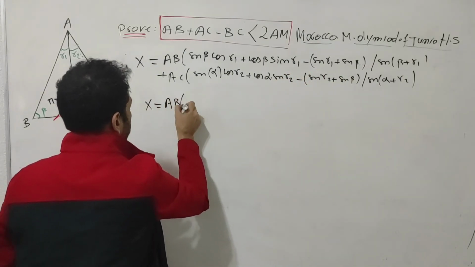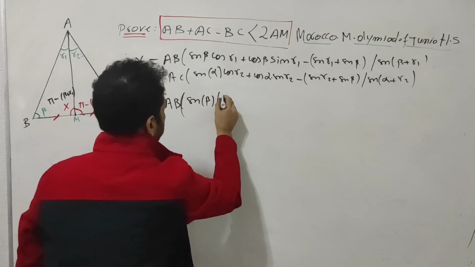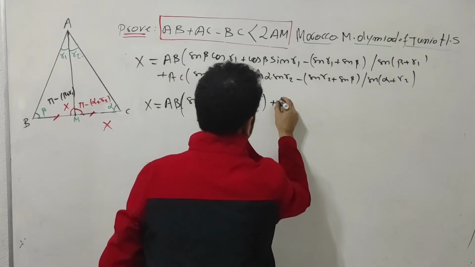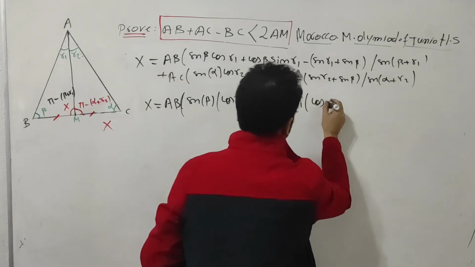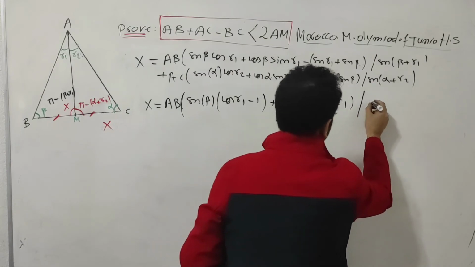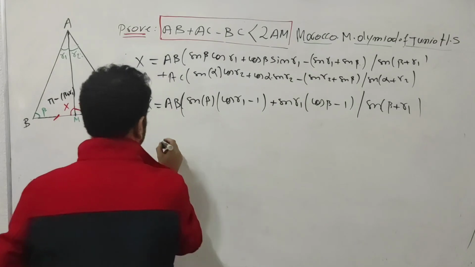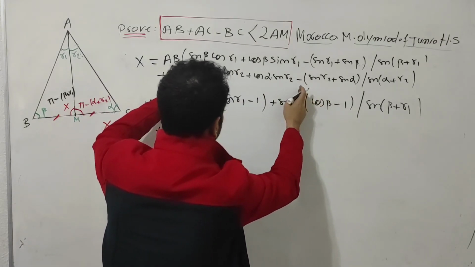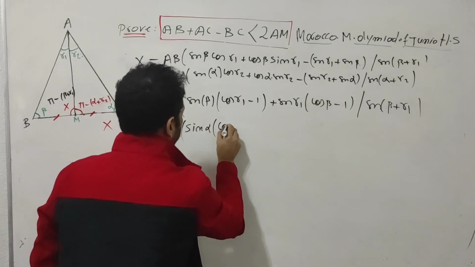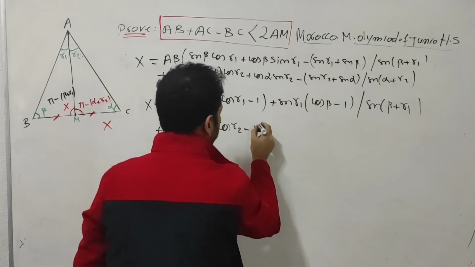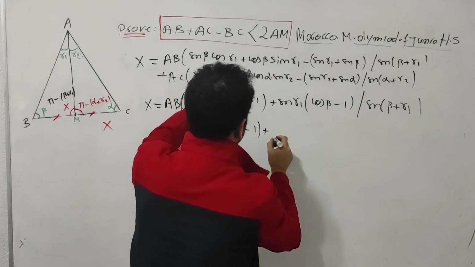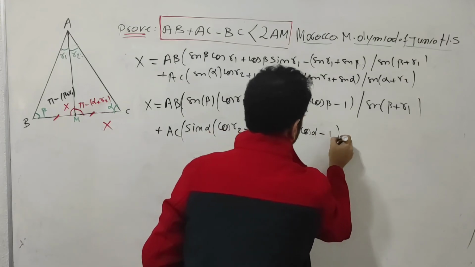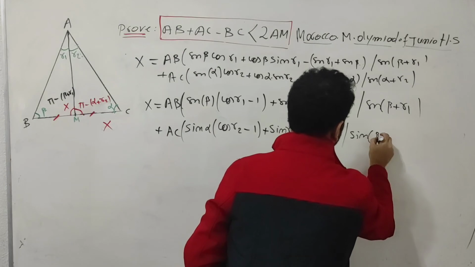So we'll have AB multiplied by sine beta multiplied by cosine gamma 1 minus 1. For the second term, I'm going to put sine gamma 1 as a common factor. Sine gamma 1 is multiplied by cosine beta minus 1. The whole thing is divided by sine beta plus gamma 1. For the term AC, I'm going to put sine alpha as a common factor, okay? I will have sine alpha multiplied by cosine gamma 2 minus 1. For the second term, I'm going to put sine gamma 2 as a common factor multiplied by cosine alpha minus 1, okay? Divided by sine of alpha plus gamma 2.